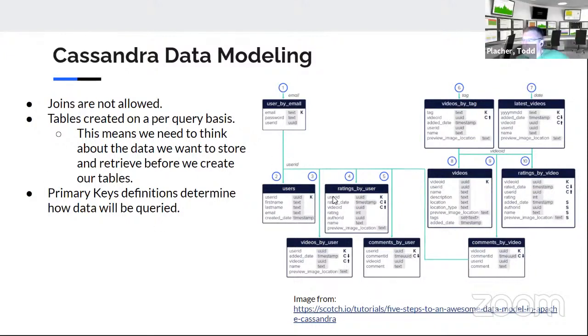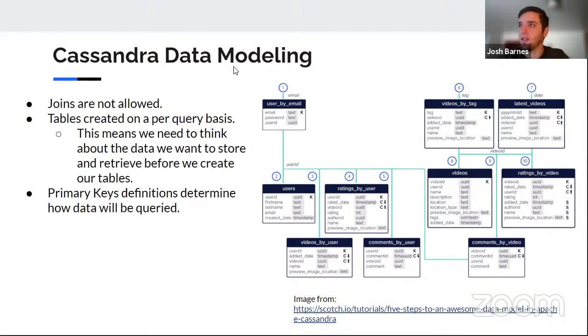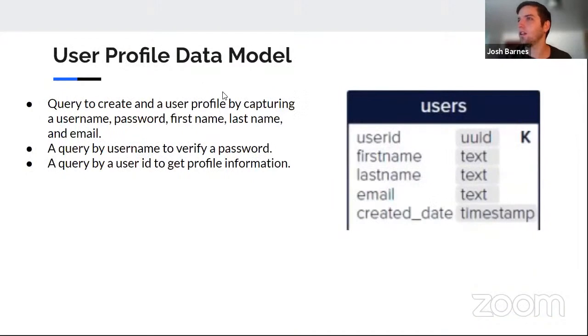Okay, so moving on, we did just give a talk, and it's up on YouTube, about the basics of Cassandra, and one of our engineers went over data modeling, so I'll spare you guys talking too much about this. But in this, we need to query to create a user profile by capturing a username, password, first name, last name, email. We'd want to query by username and then verify the password.